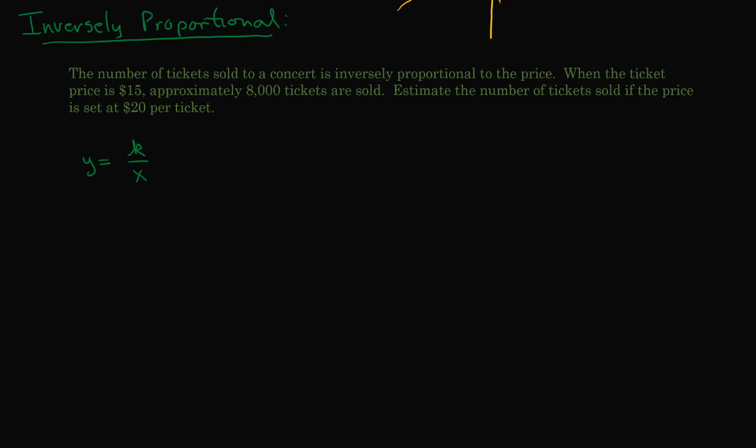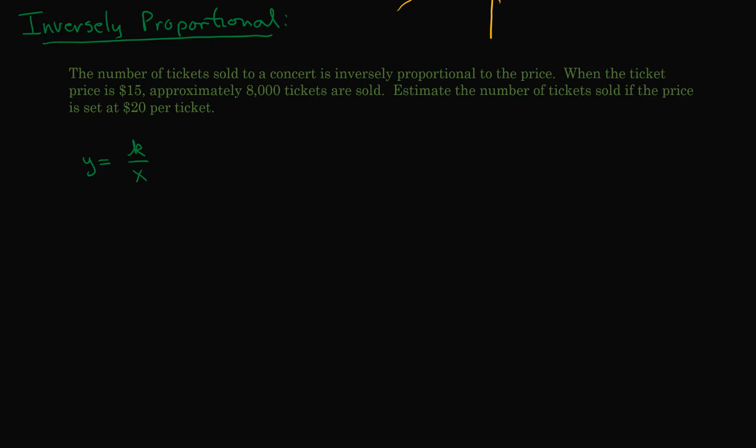Okay, the problem here says the number of tickets sold to a concert is inversely proportional to the price, which makes sense. If a band was coming to town that you wanted to see and the tickets were 20 bucks, you'd probably go. If the tickets were $18,000 a piece, odds are you're not going to be there. And if they're $18,000 a piece, the odds are there are going to be a lot of empty seats there. So realize that number sold is inversely proportional to the price.